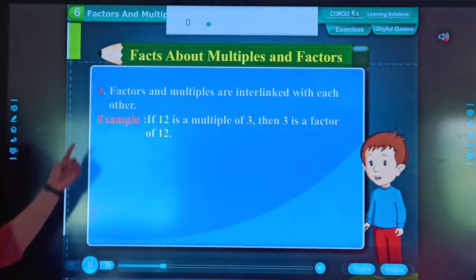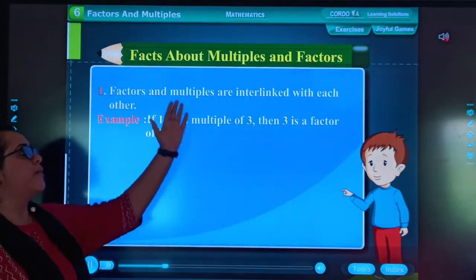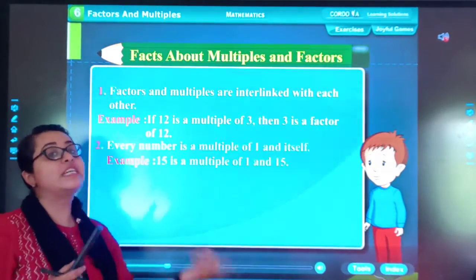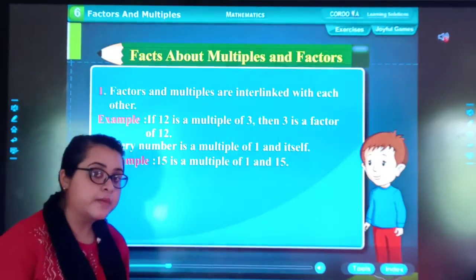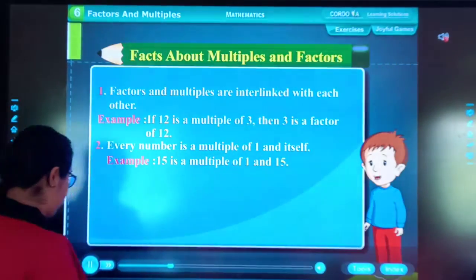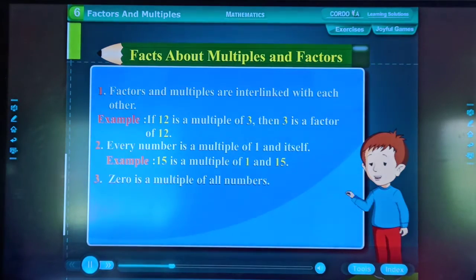The first fact is factors and multiples are interlinked with each other. If 12 is a multiple of 3, then 3 is a factor of 12. दोनों एक दूसरे से इंटररिलेटेड है. अगर एक मल्टीपल होगा तो वही नंबर फैक्टर भी होगा. ओके स्टूडेंट्स? And 15. 0 is a multiple of all numbers.